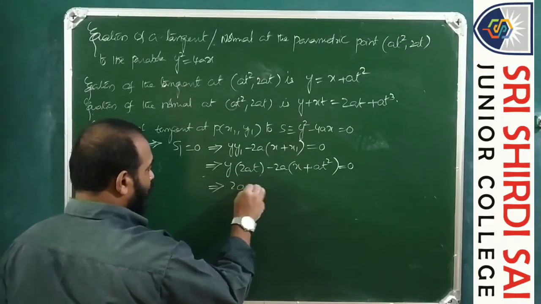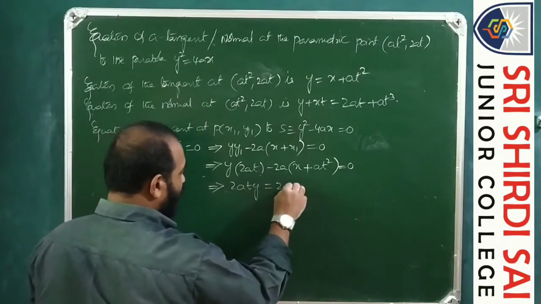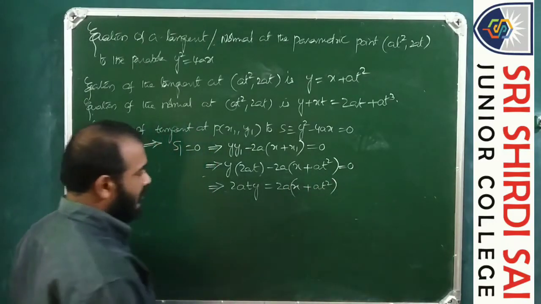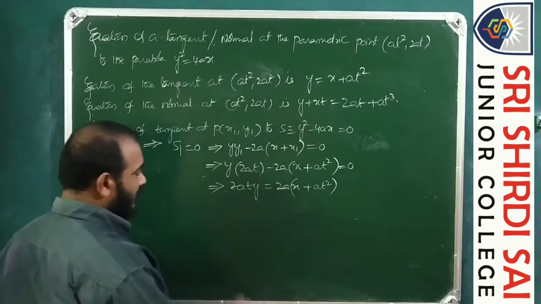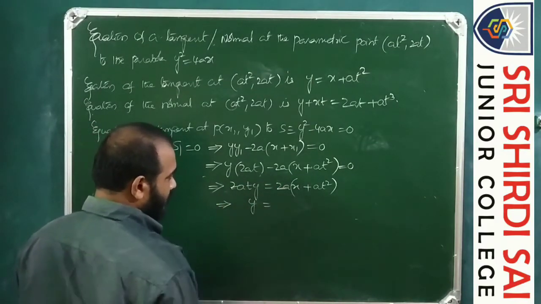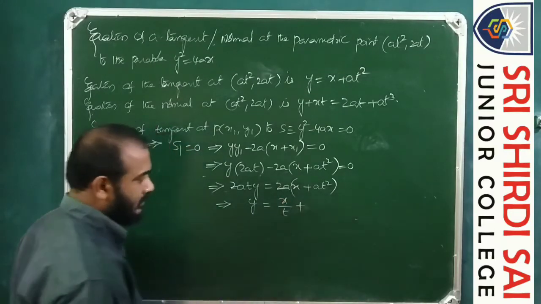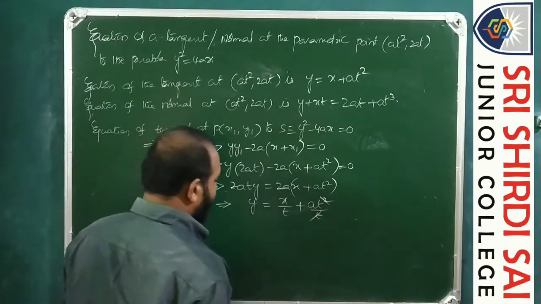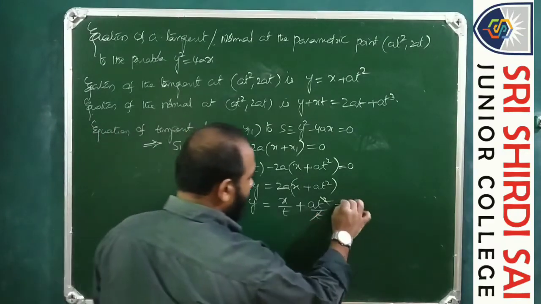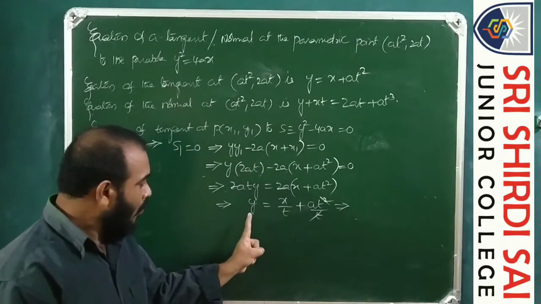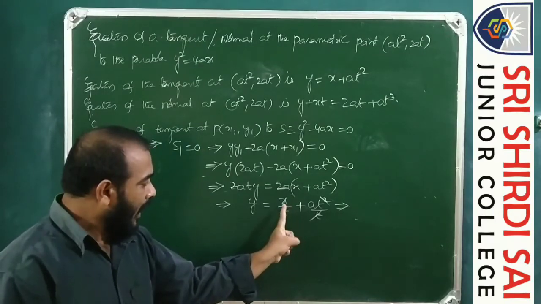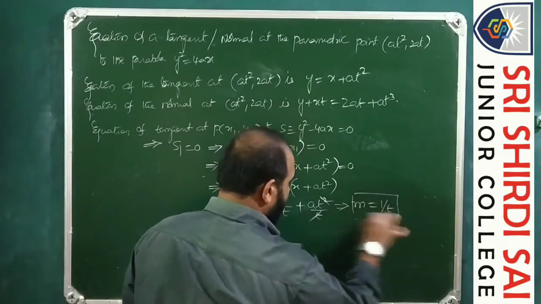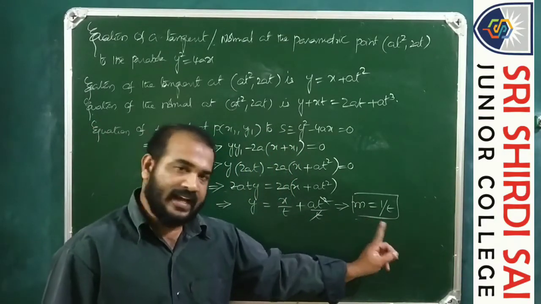So this is 2aty equals 2ax plus 2a·at². So 2a gets cancelled. So this is y equals x by t plus at²·t by t. So t gets cancelled. What is the slope here? If you compare this with y equals mx plus c, m is 1 by t. So m equals 1 by t is the slope of the tangent, right?